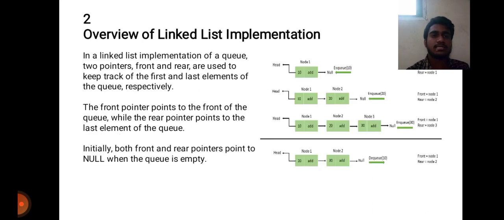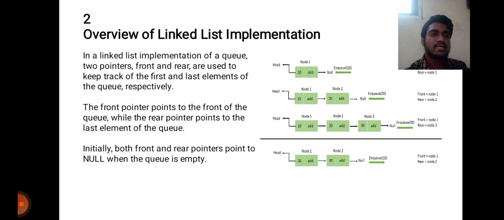Overview of linked list implementation. In a linked list implementation of queue, two pointers, front and rear, are used to keep track of the first and last elements of the queue, respectively. The front pointer points to the front of the queue, and the rear pointer points to the last element of the queue. Initially, both front and rear pointers point to null when the queue is empty.